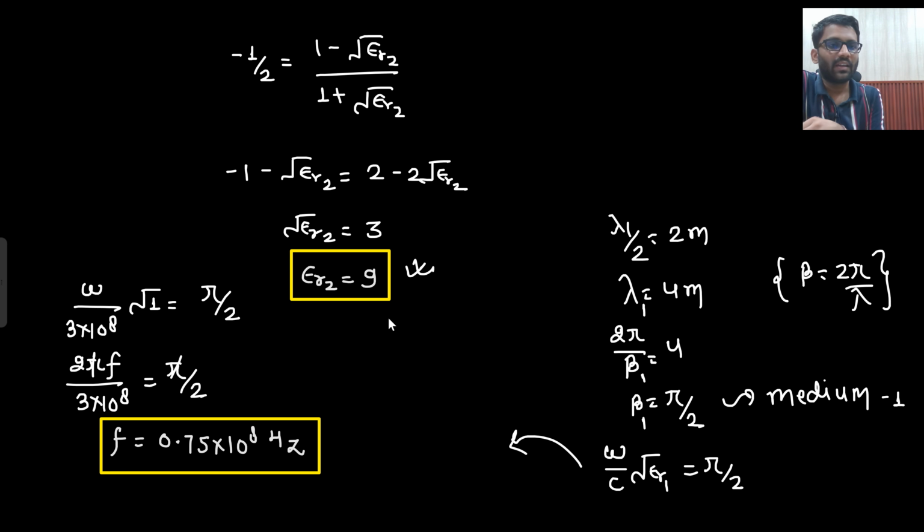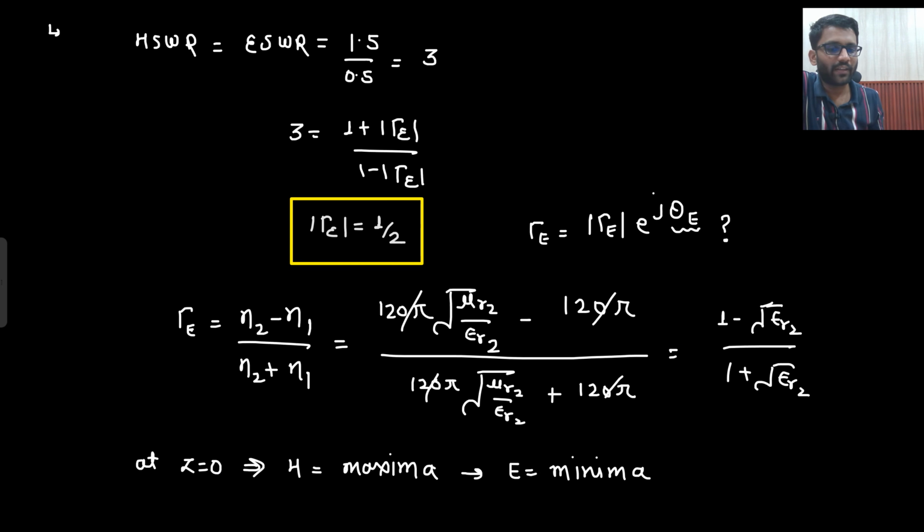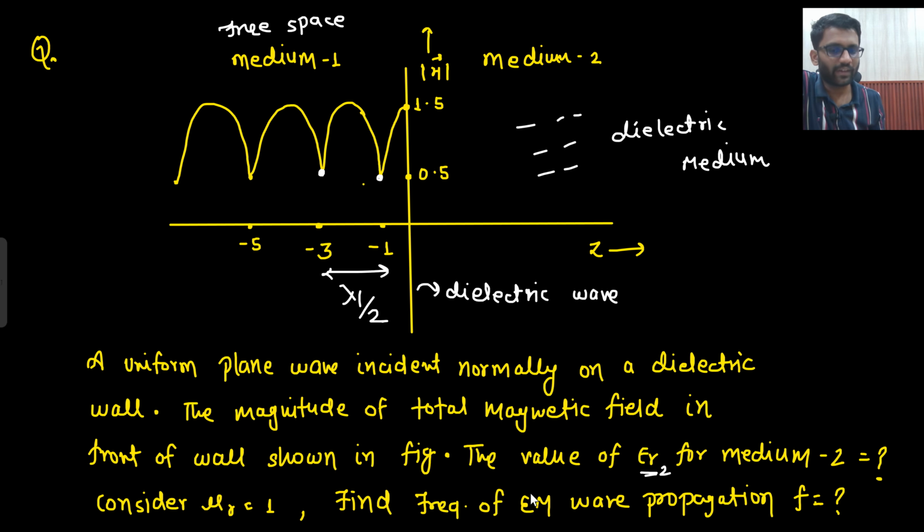Now tell me one thing, if they had asked this question, that you need to find the frequency of EM wave propagation for medium 2, then what would be the answer? Here, did they write medium 1 or medium 2? In the question they are asking to find the frequency of EM wave propagation. Did they mention you need to find it for medium 1 or medium 2? No, they did not mention. Why did they not mention? Because the frequency of propagation never changes.